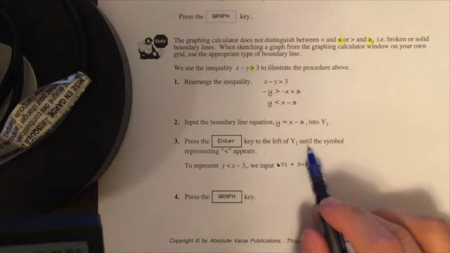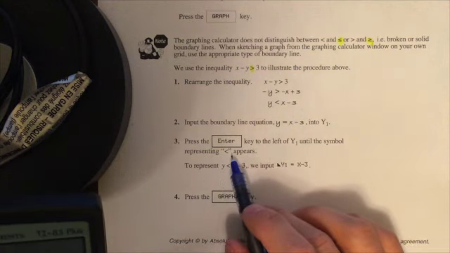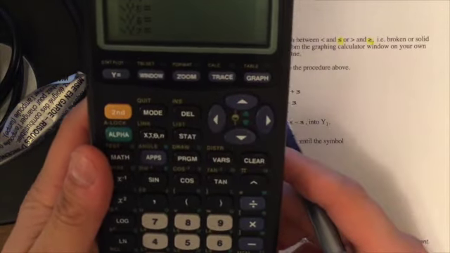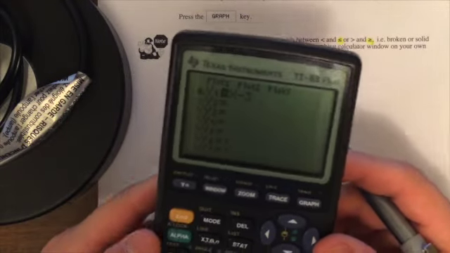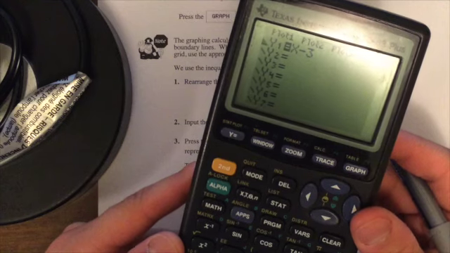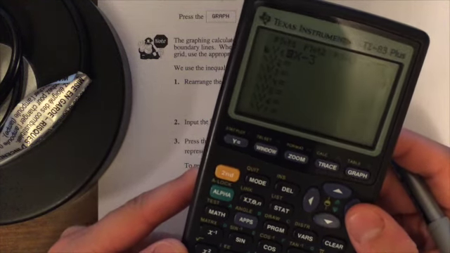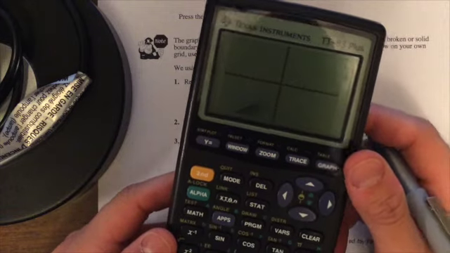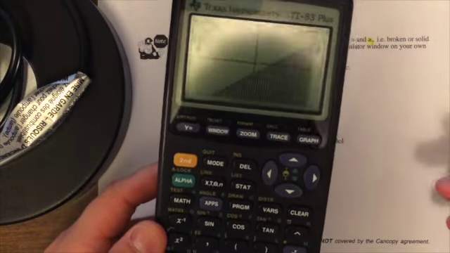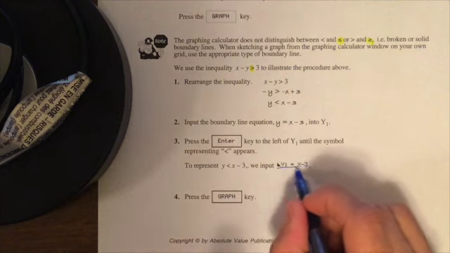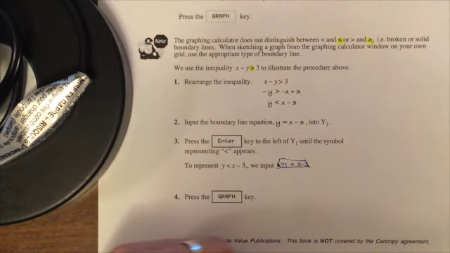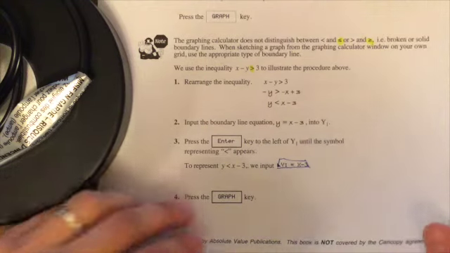Press the enter key to the left of y1 until the symbol representing less than appears. That means I want the triangle that will be down like this. That's what you should have in your calculator right now. Then you press graph, and you see that the shaded region is where your coordinates are going to be appearing. So this is what you should have had in your graph, and it's as simple as that.